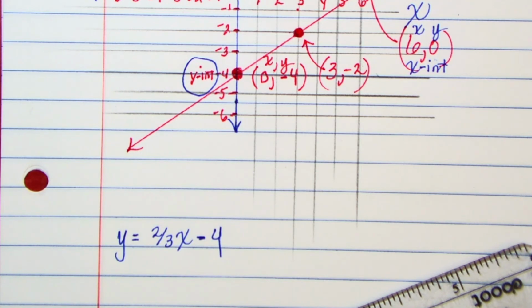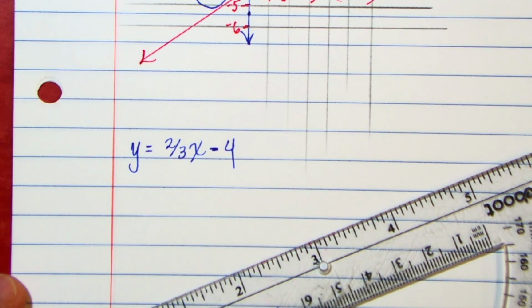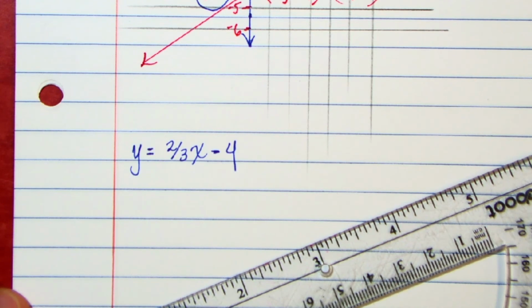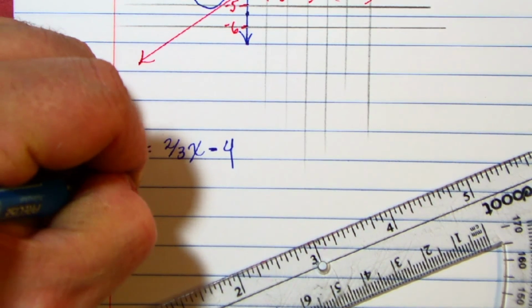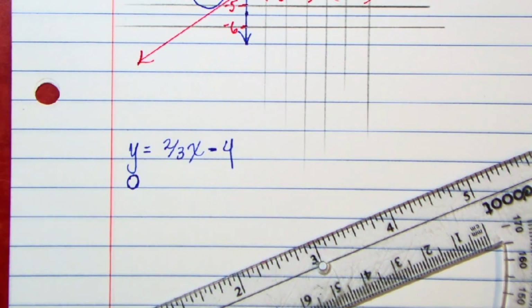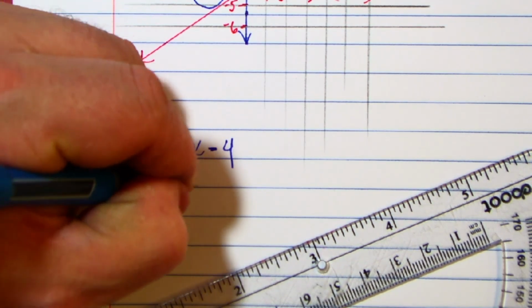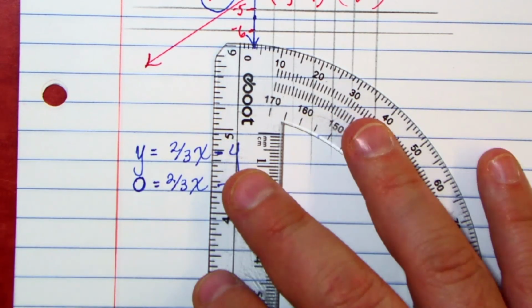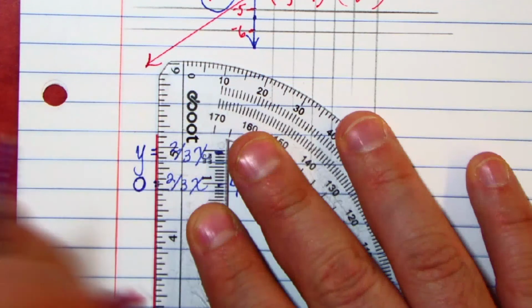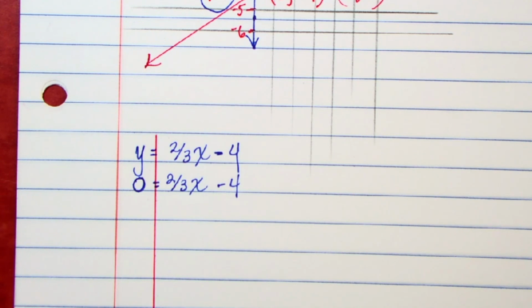y equals 2/3 x minus 4. Now this is your homework. Okay? Now, what do you replace that y with? A 0, because you're trying to answer the question, when y is 0, what is x? So 0 equals 2/3 x minus 4. Now do your math the way I taught you. Draw this line so you don't mess up. And how do we solve this?